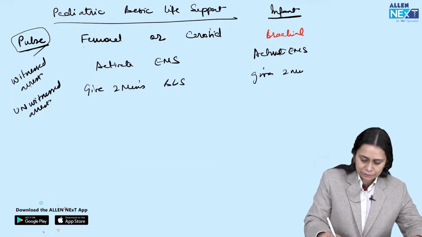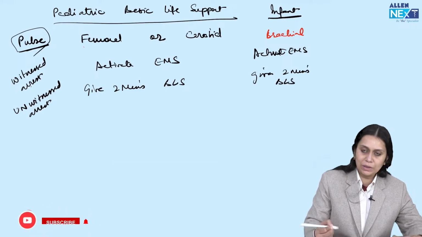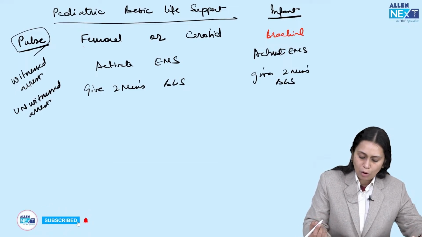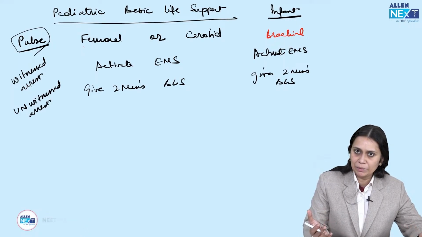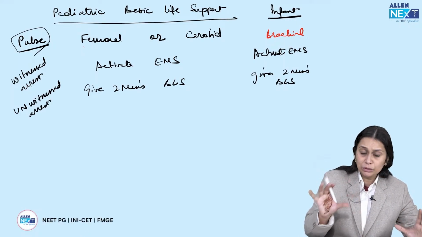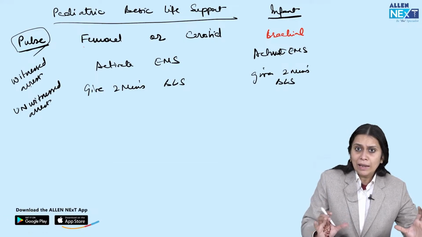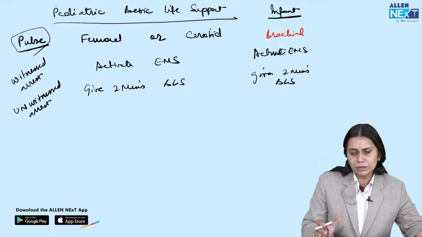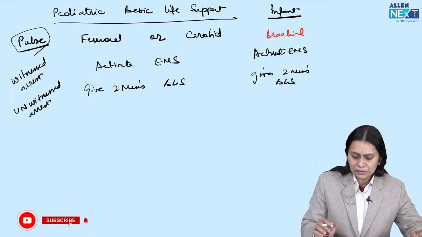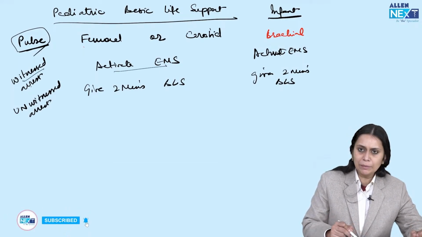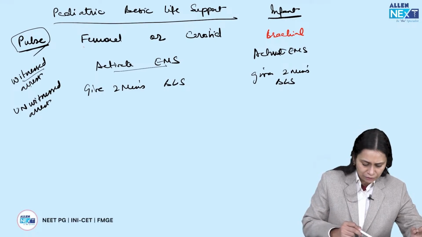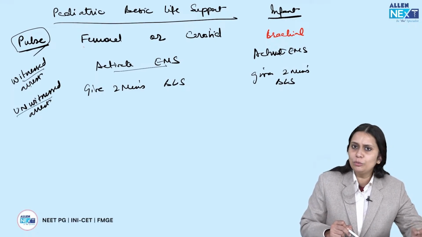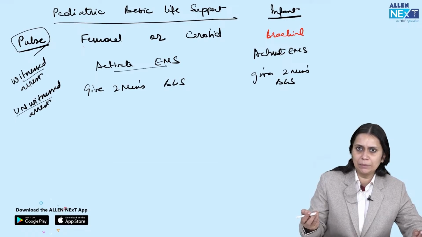Give 2 minutes basic life support, and then activate EMS, in case of unwitnessed arrest. This is different from adult. In adult, witnessed or unwitnessed, always EMS has to be activated first. In child, if it is witnessed, then we activate EMS and then come back for resuscitation. If it is unwitnessed, then we give 2-minute BLS and then activate the EMS, okay.